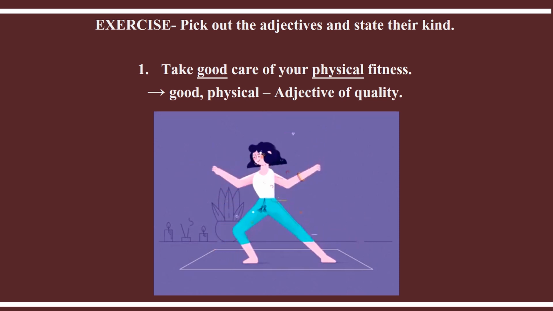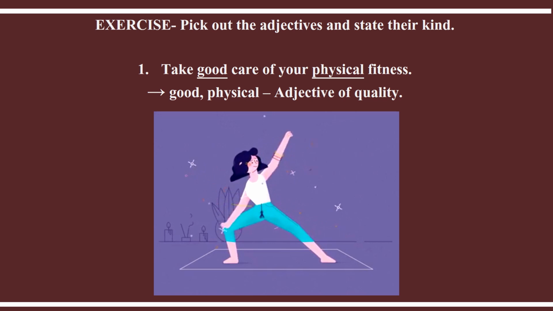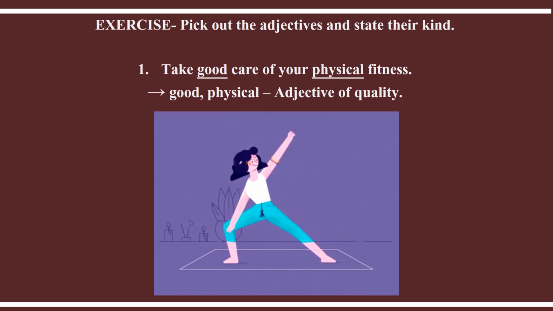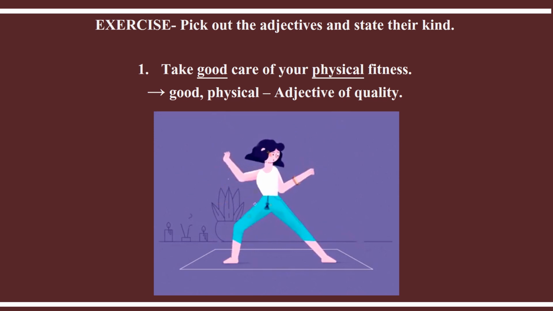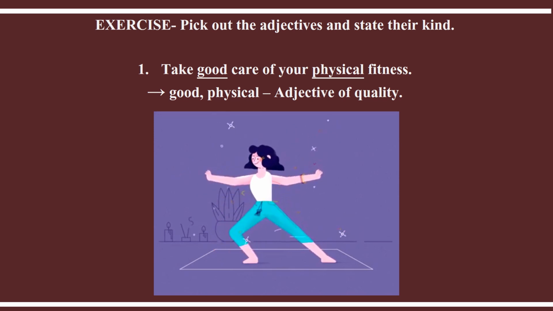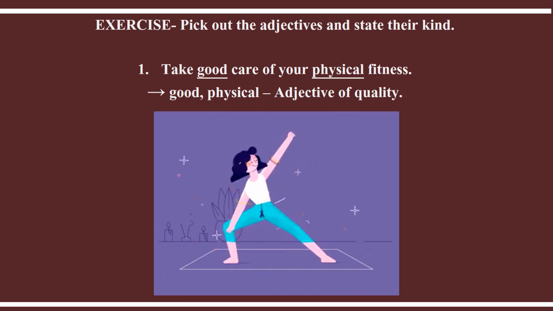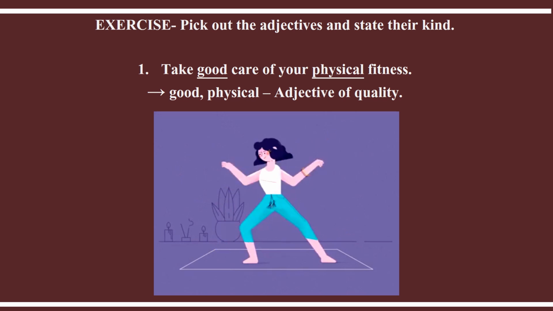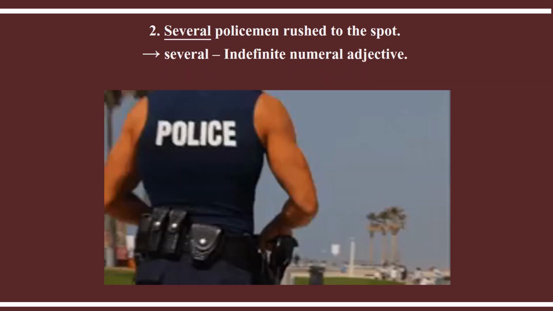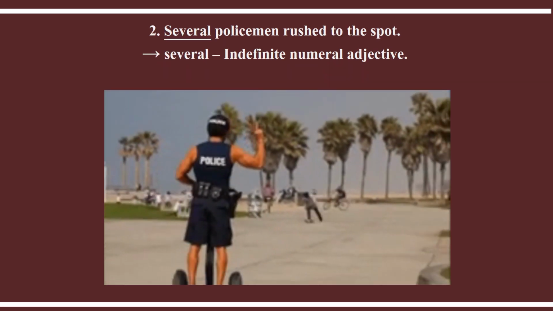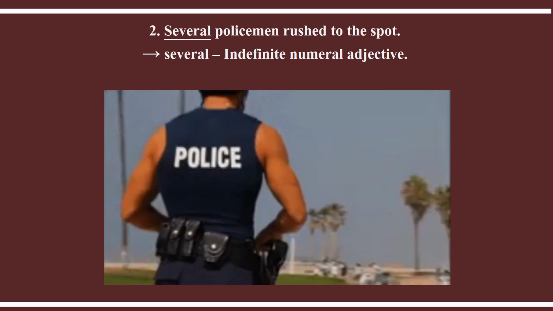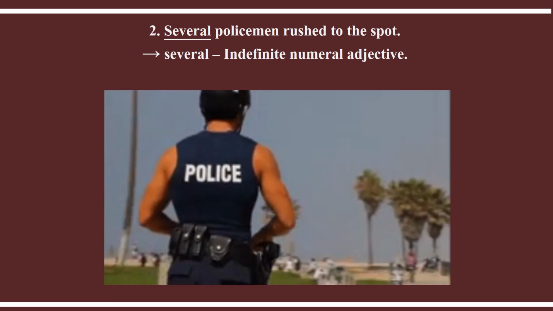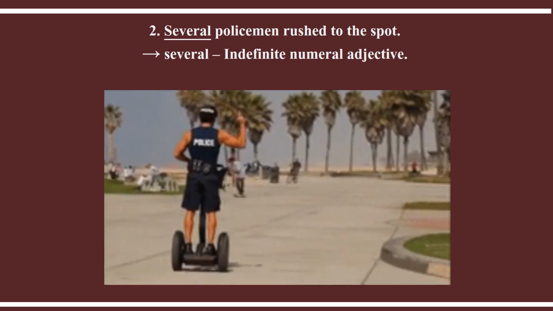Let's solve the exercise. Pick out the adjectives and state their kind. First, take good care of your physical fitness. The words good and physical are adjectives of quality, as they tell us about the quality. Second, several policemen rushed to the spot. Several is an indefinite numeral adjective, as it does not tell us the exact number.